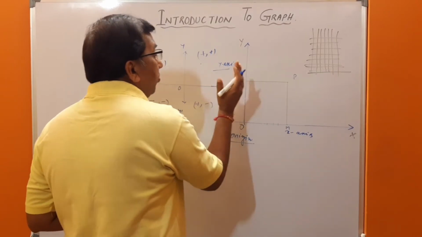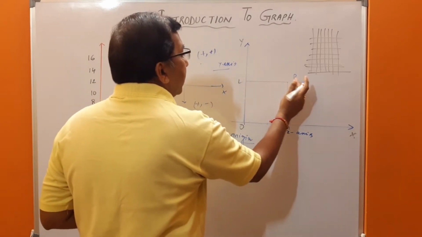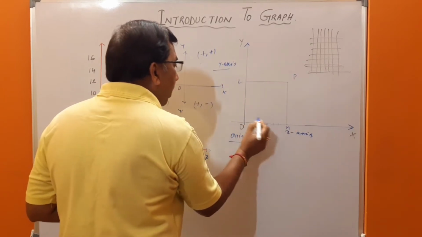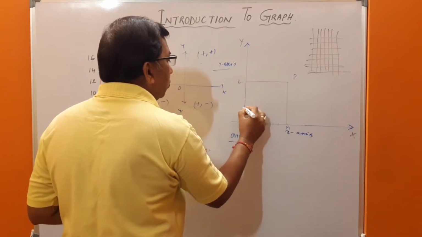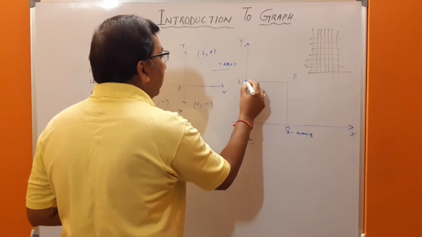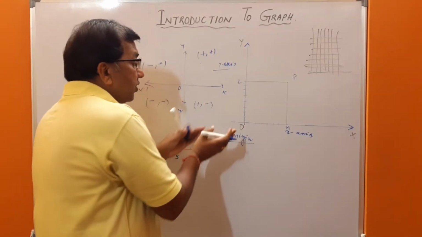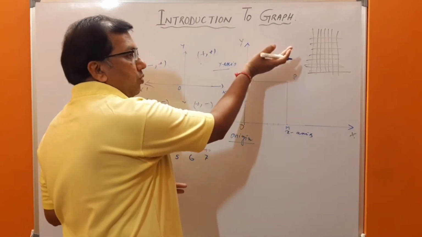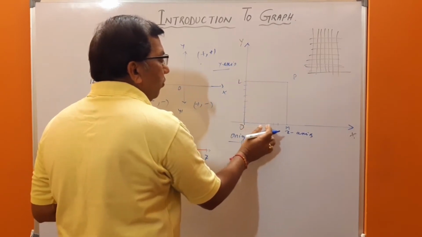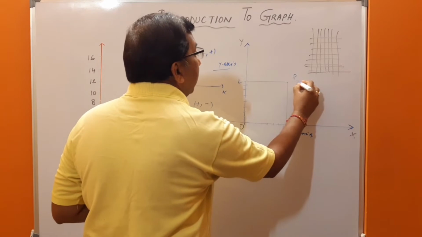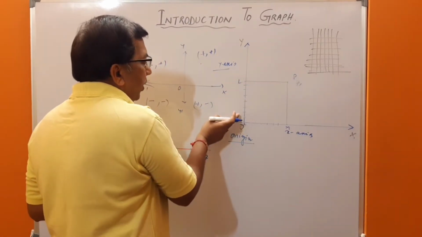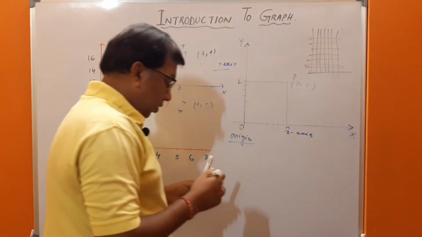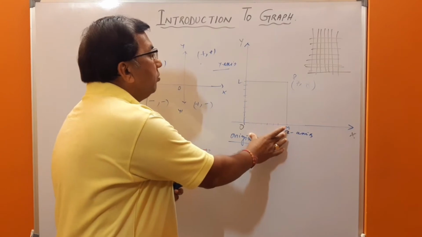That means from L to P, distance is 7. From x-axis to P, that is out here 1, 2, 3, 4, 5, 6, 7, 8. That means first go towards x to the right, then y-axis. So 7. Then 8. So this is the value. That means value of OM equals to 7.